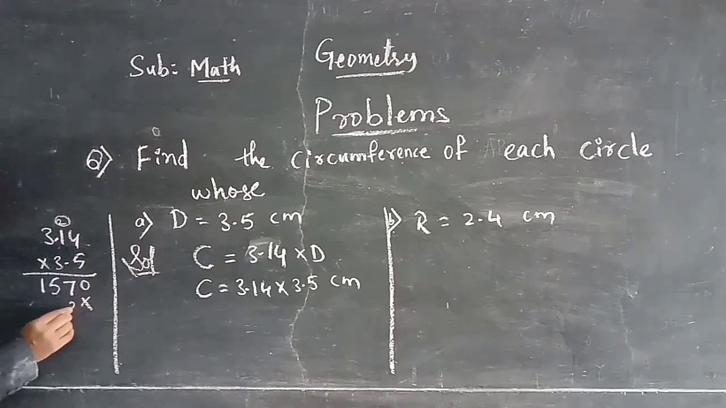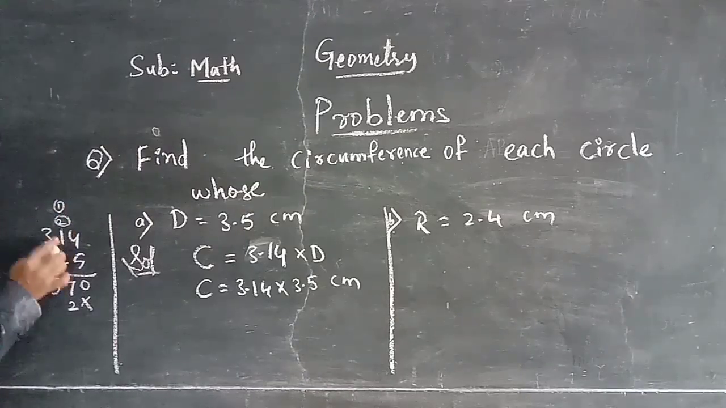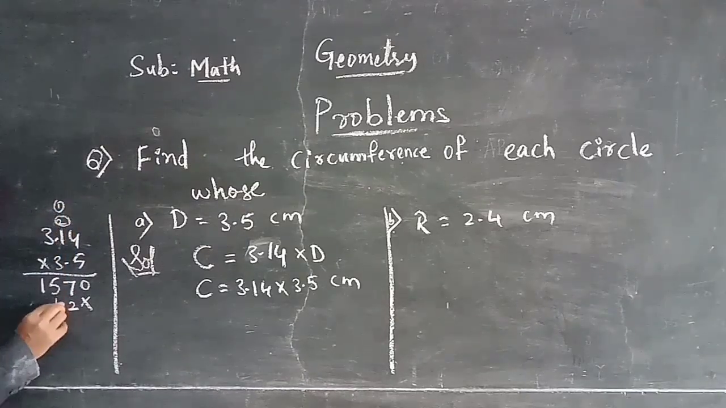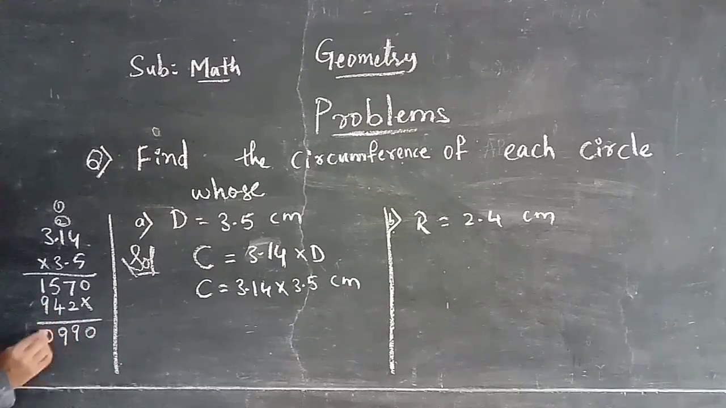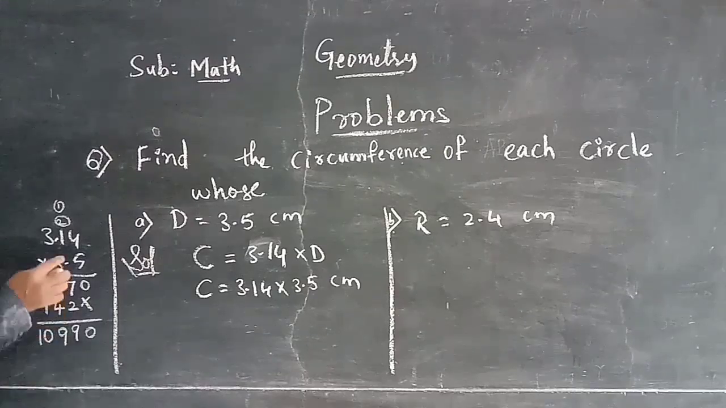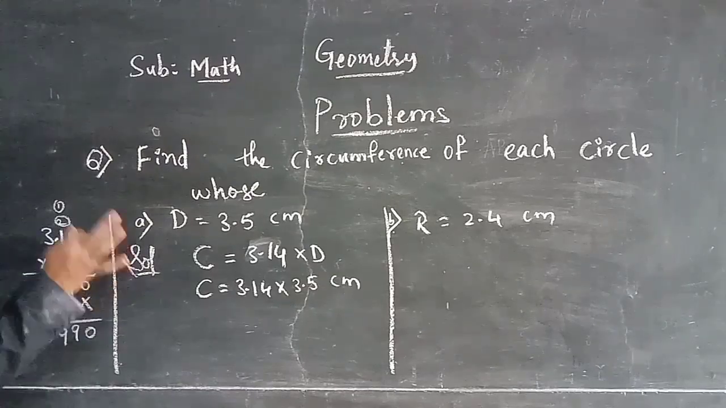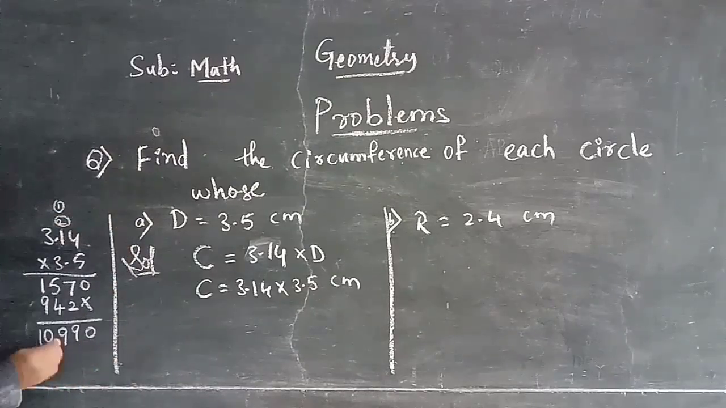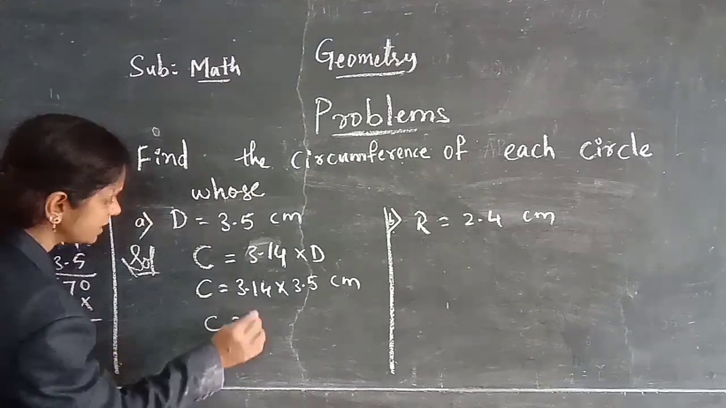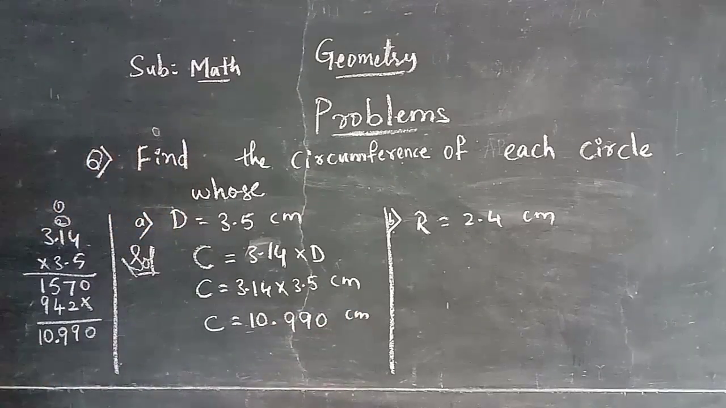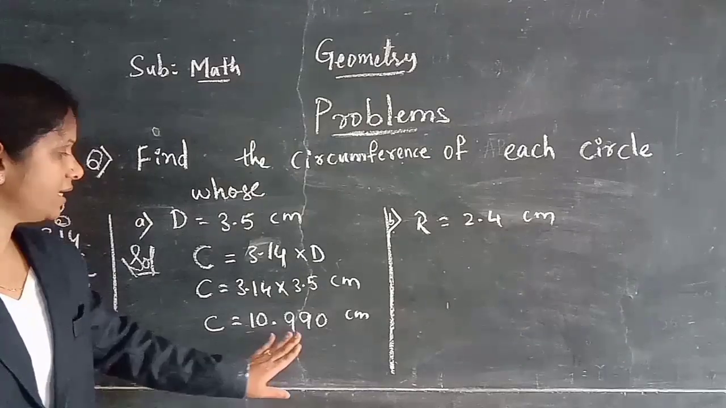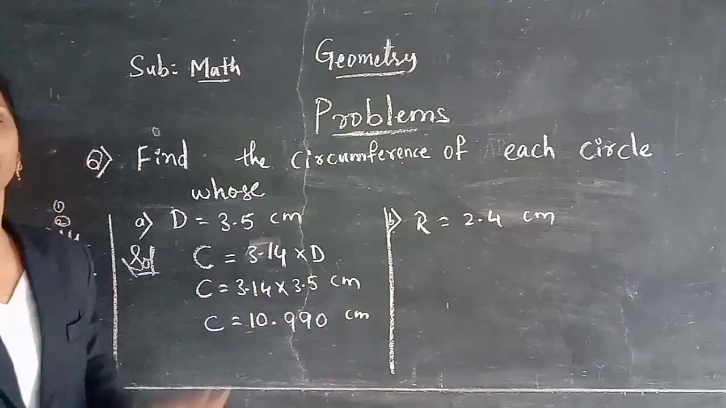Now 3 4s are 12. 3 1s are 3, and this one 4. Now 3 3s are 9. 0, 9, 9, 1 plus 9, 10. And where do we need to keep the decimal point here? In the first number we have 2 digits before the point, and in the second number we have 1 digit before the point. Total 3 digits before the point we have to keep here. Circumference is equal to 10.990 centimeters. Okay. So the circumference value is 10.990 centimeters, when the diameter is 3.5 centimeters.